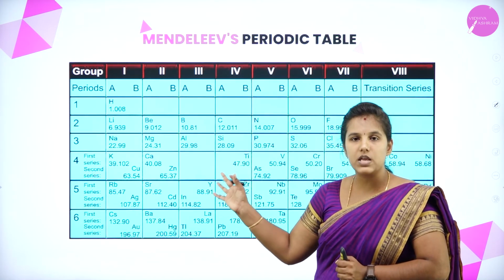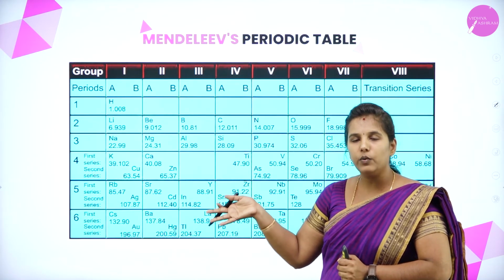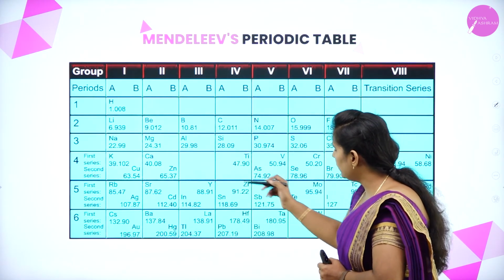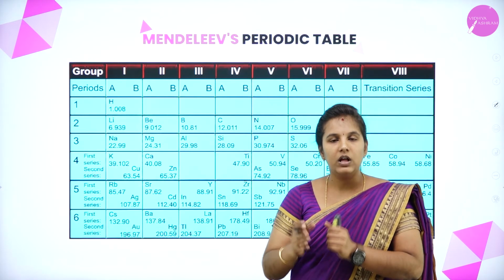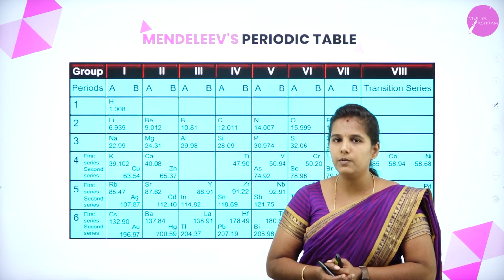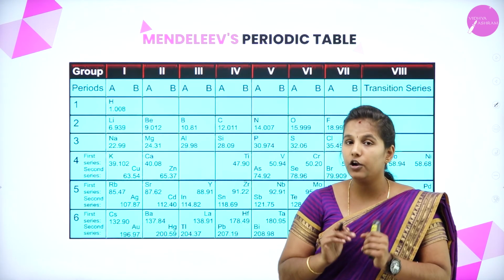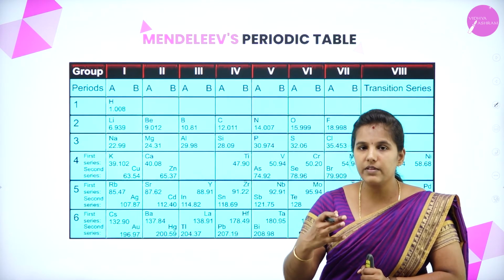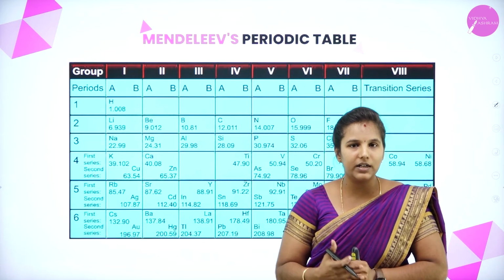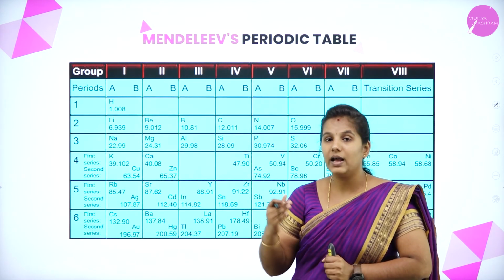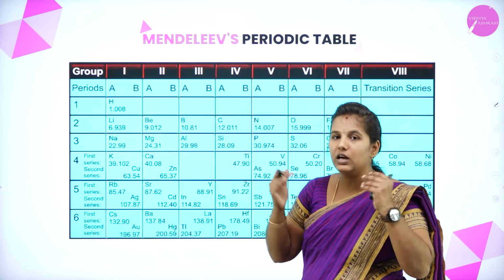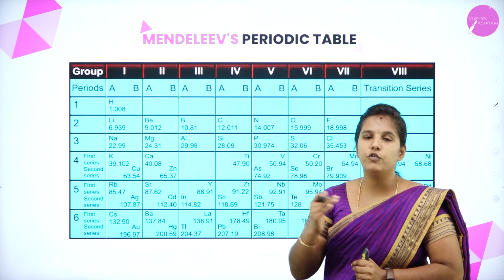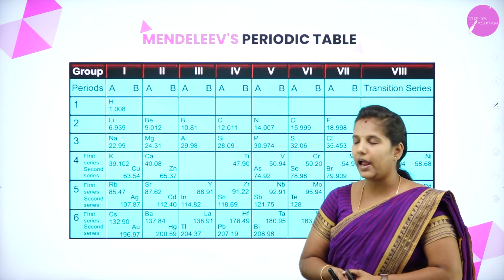And if you see this Mendeleev periodic table, you can clearly understand that some vacant spaces were also created by Mendeleev. Why did he leave the vacant spaces? Because he already came to know that most of the elements not discovered at that time might come in these places. That is why he left the vacant spaces for the discovery of unknown elements.